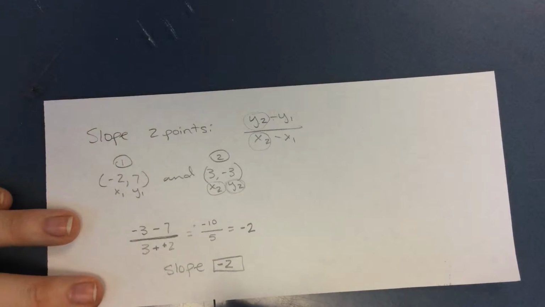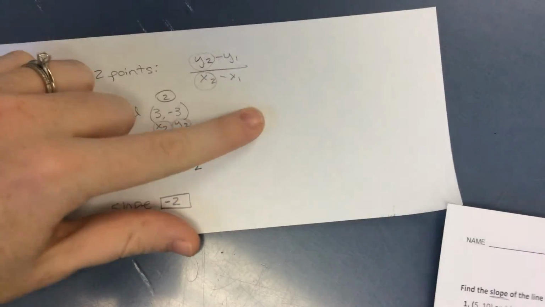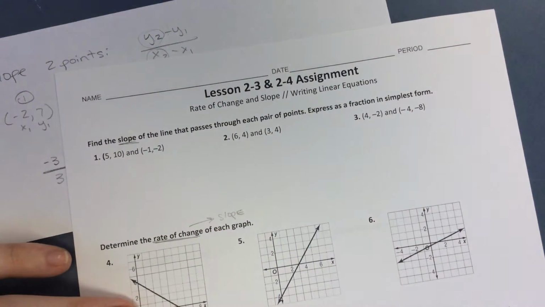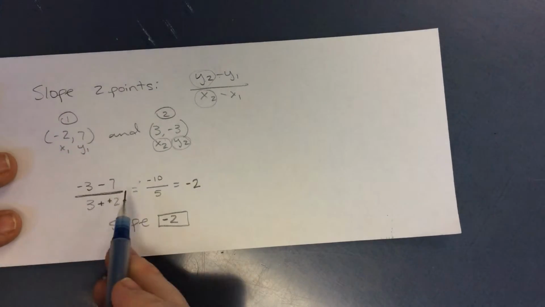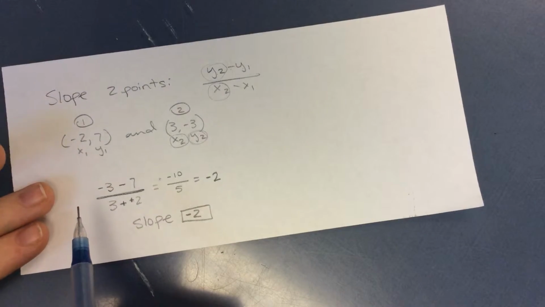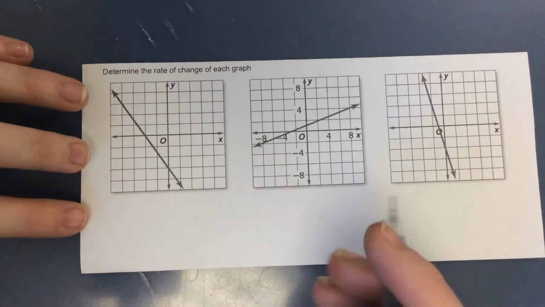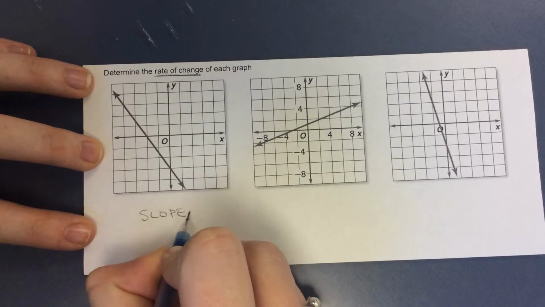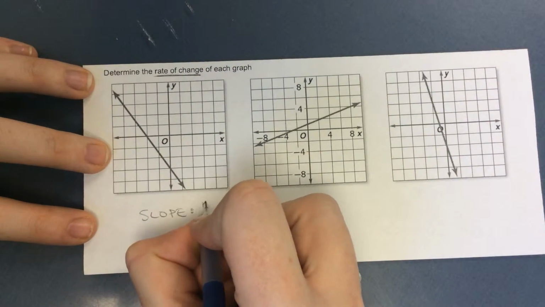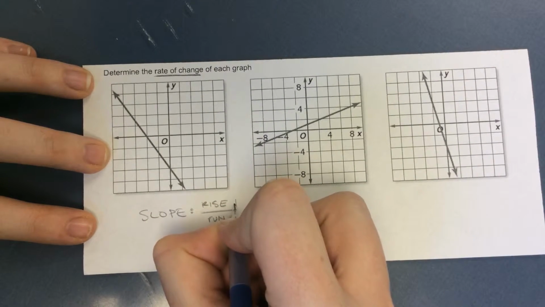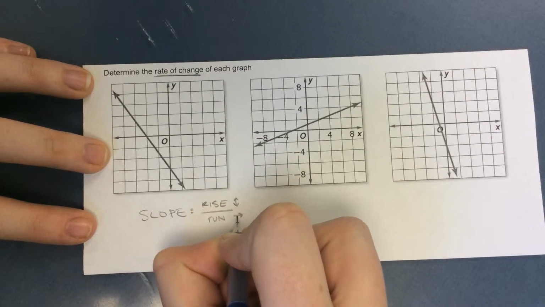You should be able to use this slope formula on the first 3 problems on your assignment, number 1, number 2, and number 3. Just be careful on your signs and make sure you're subtracting your integers correctly. The next ones, 4, 5, and 6, are graphs. If you're trying to determine the rate of change or the slope, those are the same thing. For graphs, slope is also seen as rise over run. Rise is how far you move up and down, run is how far you move left and right.